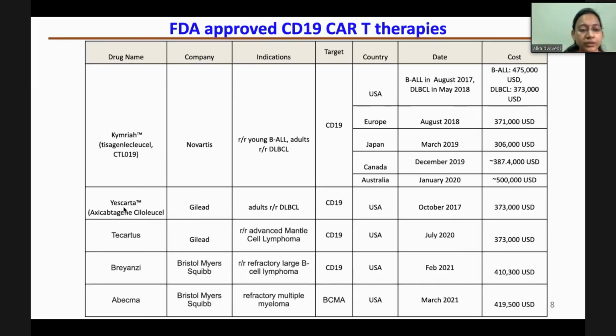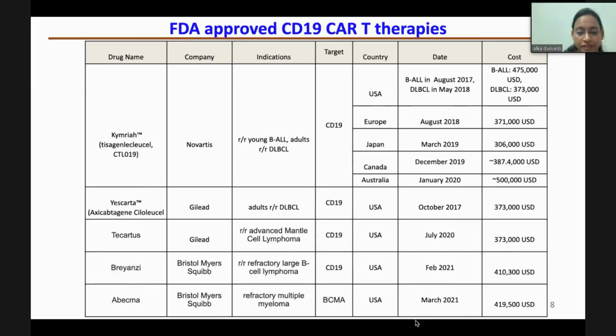Now coming to the second drug, which is Yescarta, from Gilead and developed by the NCI group. This is approved for relapsed and refractory DLBCL. This also targets the CD19 antigen, and was approved a few months after Kymriah. Recently, in 2020 and 2021, these 2 CD19 therapies, Tecartus and Breyanzi, are also approved, and the cost is around $500,000.